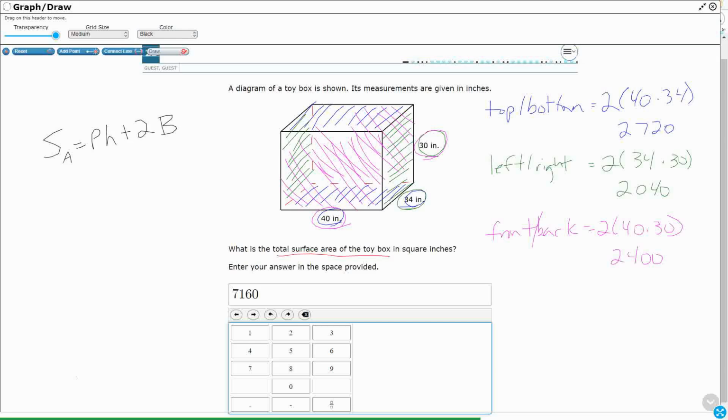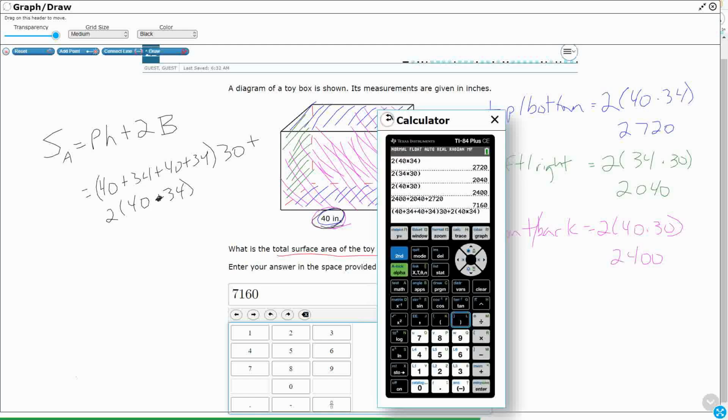Well, what's my perimeter? My perimeter is the perimeter of this bottom here. So that's going to be 40 plus 34 plus 40 plus 34. That's my perimeter. Multiply that by the height, 30, plus, and then what I need is double the base. So that's going to be 2 times 40 times 34. Now, if you know what each of those letters means, you could go straight to that, and you would get your answer. So I've added the whole equation there, and you see we're going to get that same answer, 7160.